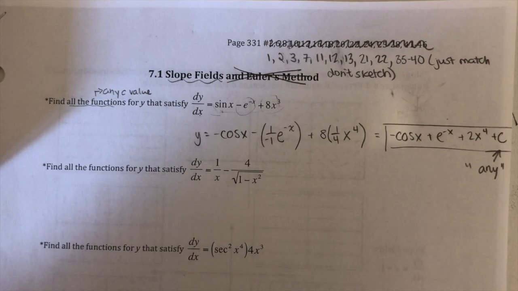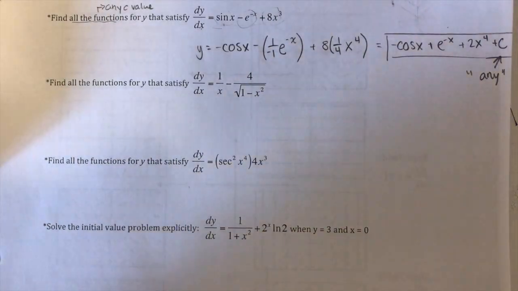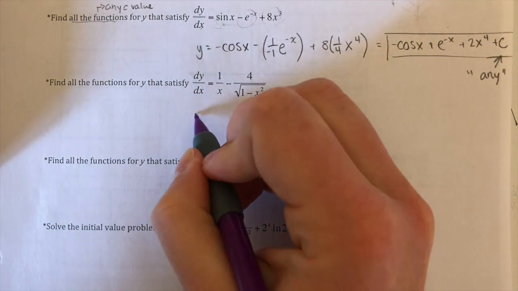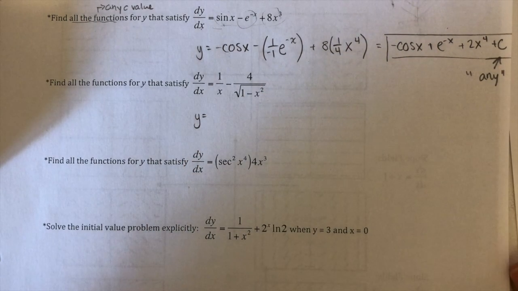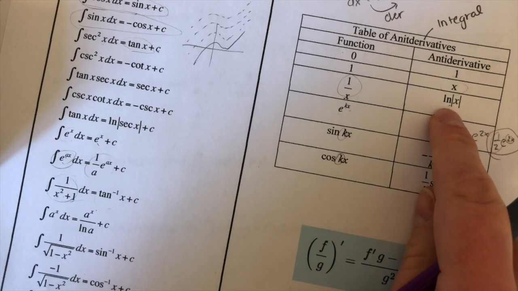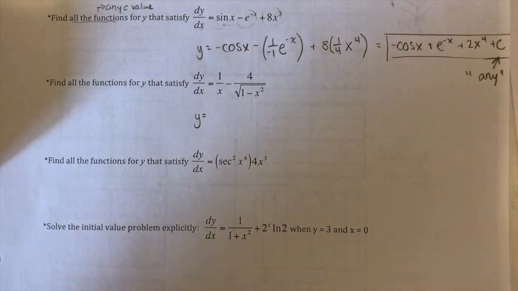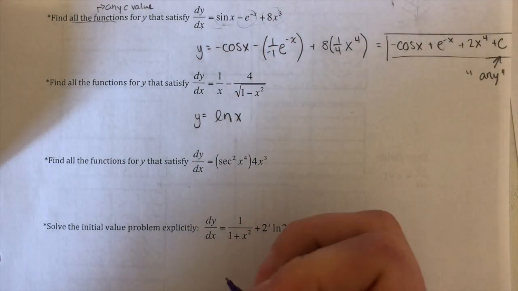Okay, so if we want to find all the functions that satisfy y for this one, again, we're doing the antiderivative. We have to think about, okay, if my function looks like this, my antiderivative is ln x. So this 1 over x, this would have started as ln x.